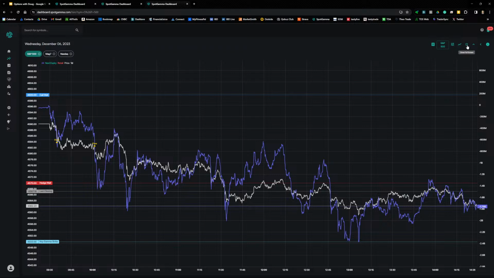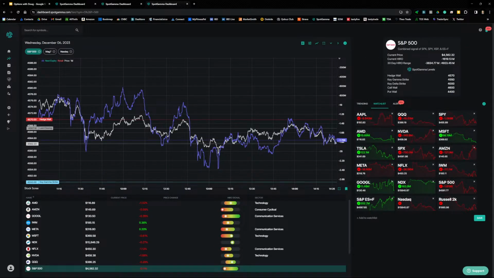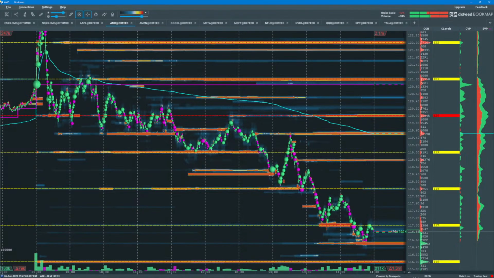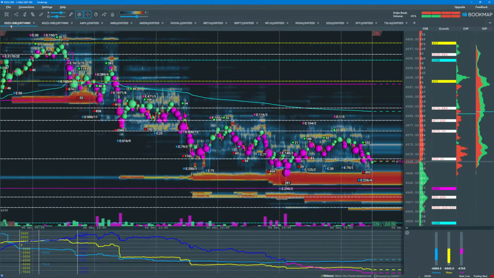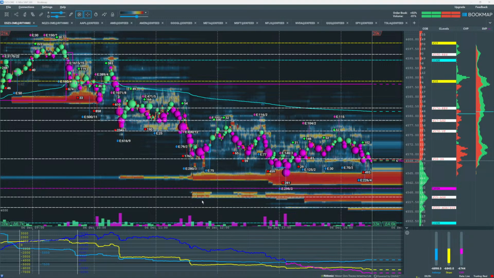Let's go take a look at Bookmap. Go back to the S&P 500. So ES is still above all this liquidity in the order book, all those limit buy orders right around 462 to 465, also right at the SPY 455 absolute gamma strike.